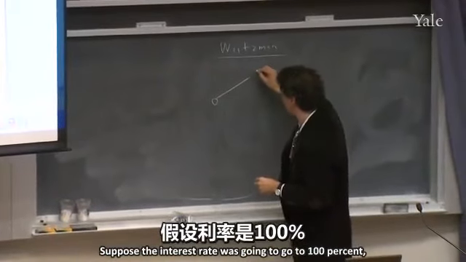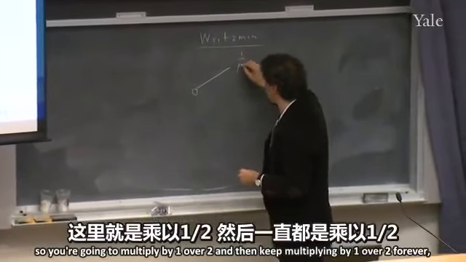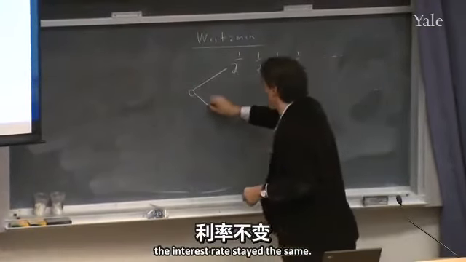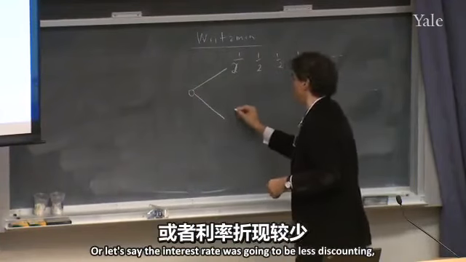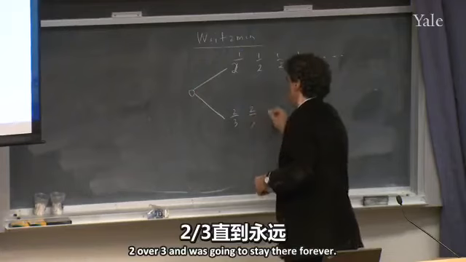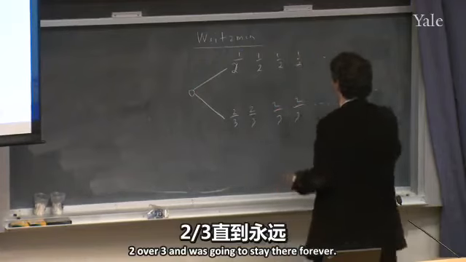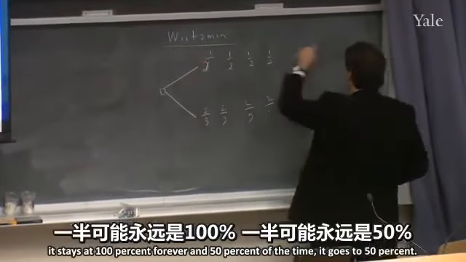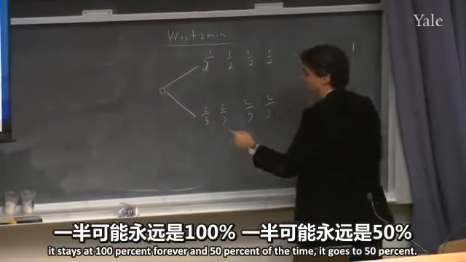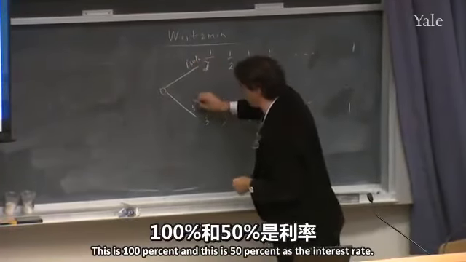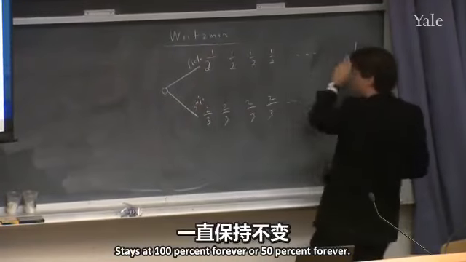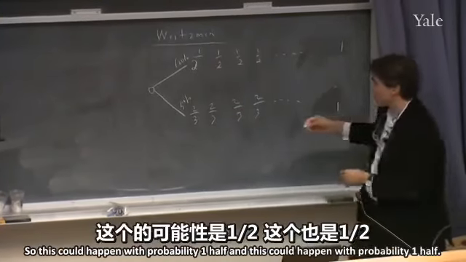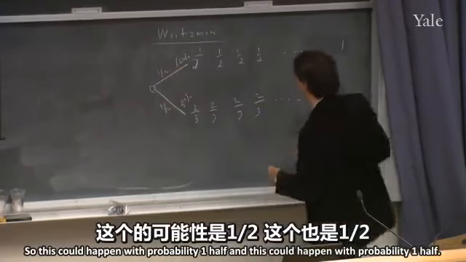Suppose the interest rate was going to go to 100%, so you're going to multiply by 1 over 2, and then keep multiplying by 1 over 2 forever. Or let's say the interest rate was going to be less discounting, 2 over 3, and it was going to stay there forever. Okay, and you get 1 here and 1 here. So I'm doing a very simple case where 50% of the time it stays at 100% forever, and 50% of the time it goes to 50%. This is 100%, and this is 50%, the interest rate. It stays at 100% forever or 50% forever. So you discount, you multiply by 1/2 forever or by 2/3 forever. This could happen with probability a half, and this could happen with probability a half.